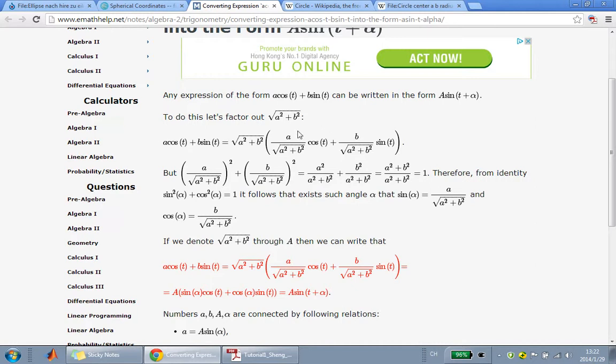Easy to verify that this square plus this square equals 1. Therefore, we can treat this, for example, as a sine function of theta. Here, this is the cosine function of angle. Let's say in this case, we call it alpha. Okay, we let this equal sine alpha, we let this equal cosine alpha.